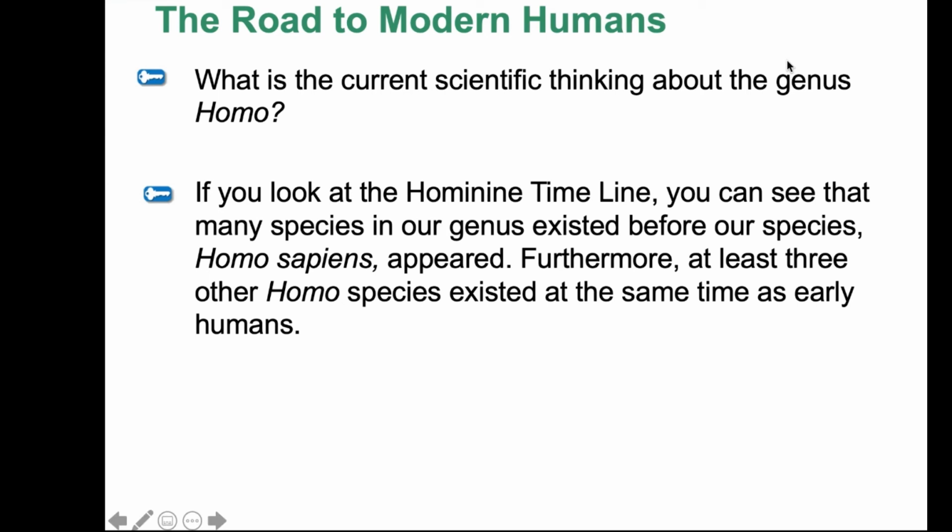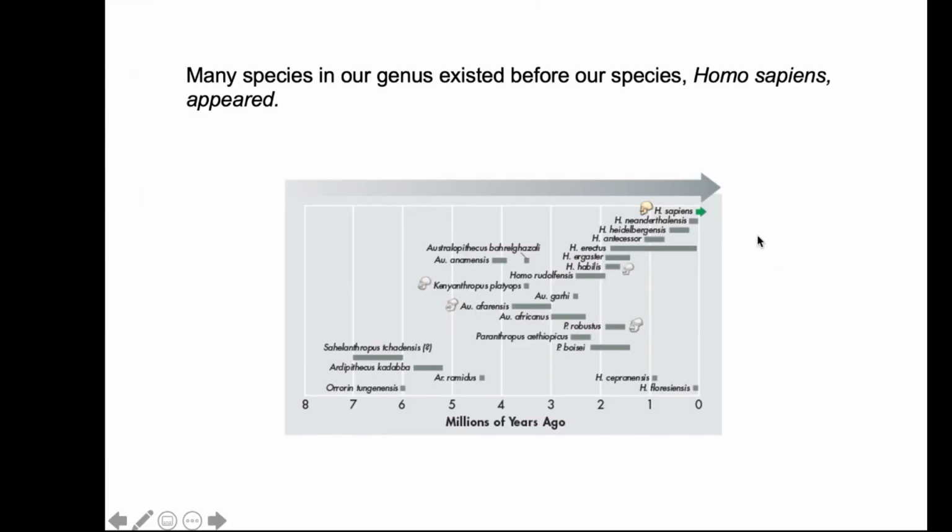So, what is the current scientific thinking about the genus Homo? If you look at the hominin timeline, you can see many species in our genus existed before our species, Homo sapiens, appeared. So, at least three other Homo species existed at the same time as early humans.